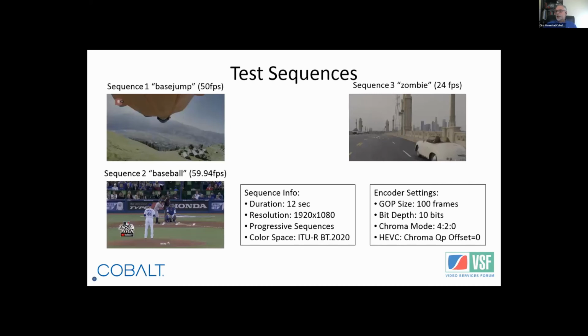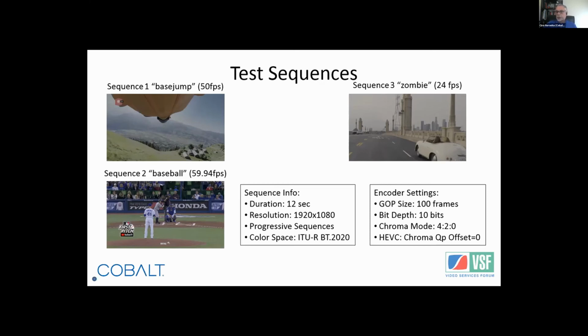Here are my test sequences. I have 3 test sequences, 2 from last year and 1 new. Sequence 1, base jump, is at 50 frames per second. Sequence 2, baseball, is at 59.94. And sequence 3 is a zombie sequence at 24. The little boxes give you the sizes and resolutions and everything of the sequences.